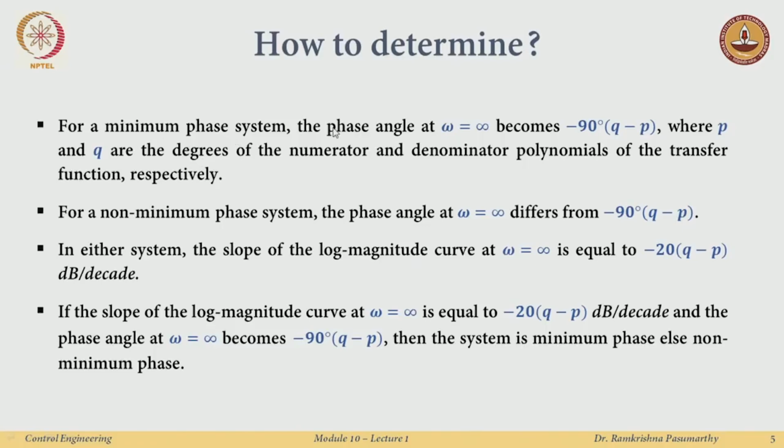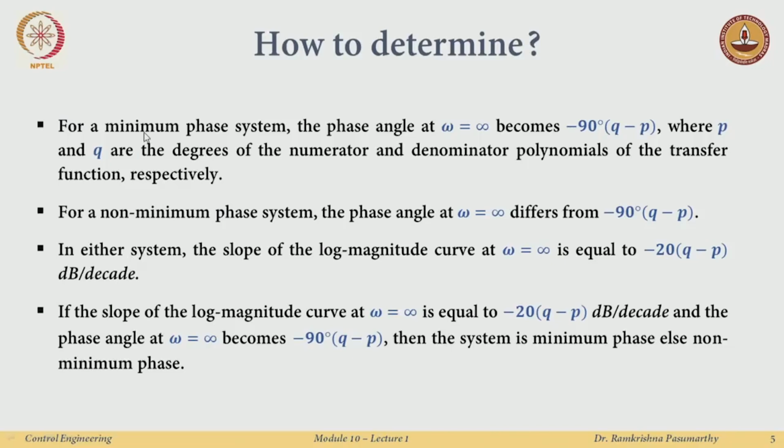For a minimum phase system, as the frequency tends to infinity, the phase angle becomes minus 90 (q minus p). This is just the difference in the number of poles and zeros, where p and q are the degrees of the numerator and the denominator, or essentially the number of poles minus the number of zeros. For a non-minimum phase system, this will not be true: the phase angle as omega tends to infinity will be different from this number.